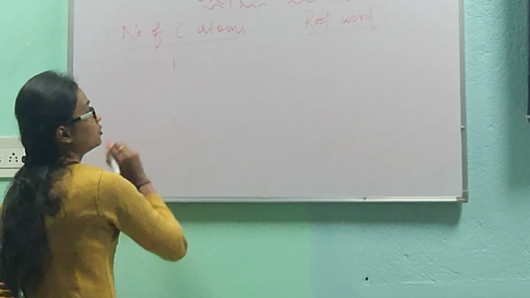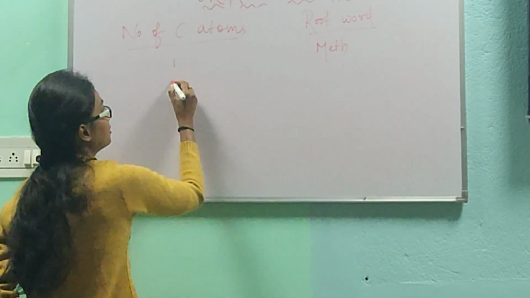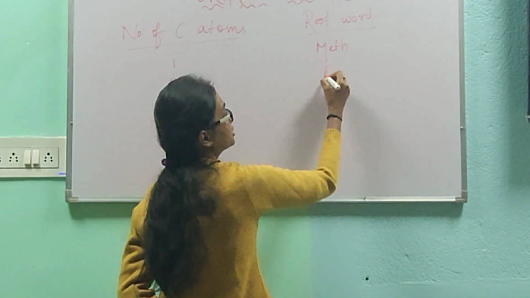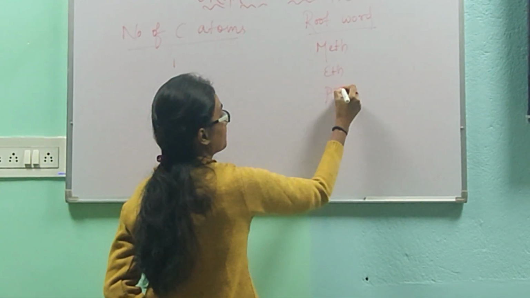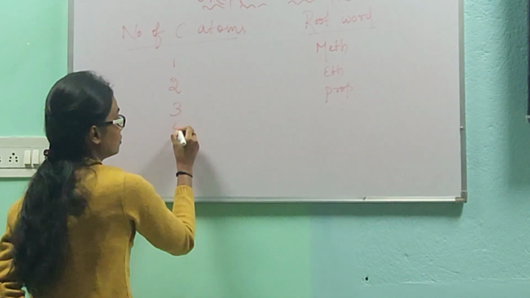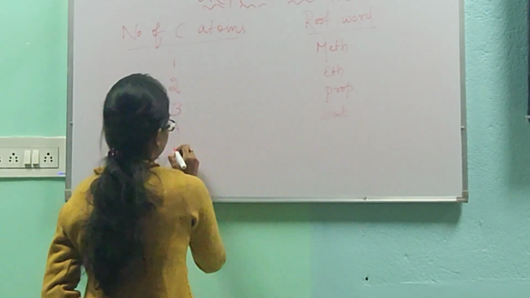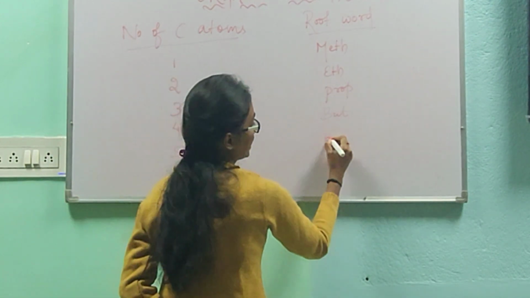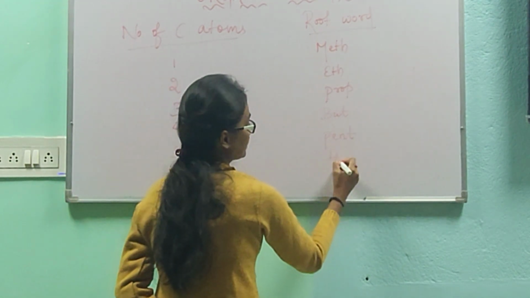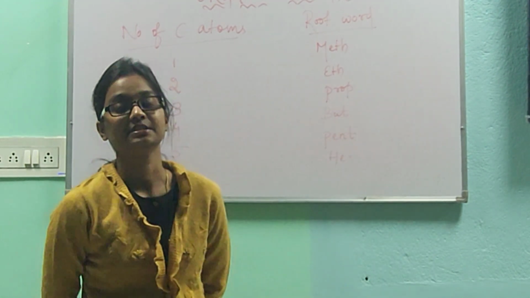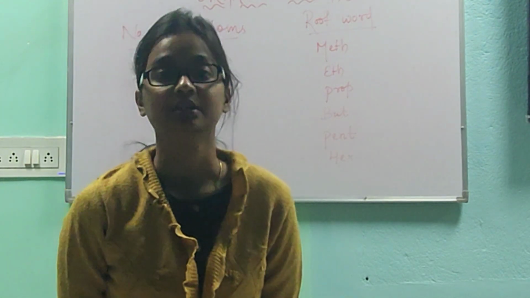When the number of carbon atoms is 1, the root word is meth. When it is 2, the root word is eth. In case of 3, it is prop. In case of 4, it is but. In 5, it is known as pent. For 6, it is hex. Similarly, for 7, it is hept. For 8, it is oct. For 9, it is non. And for 10, it is dec.